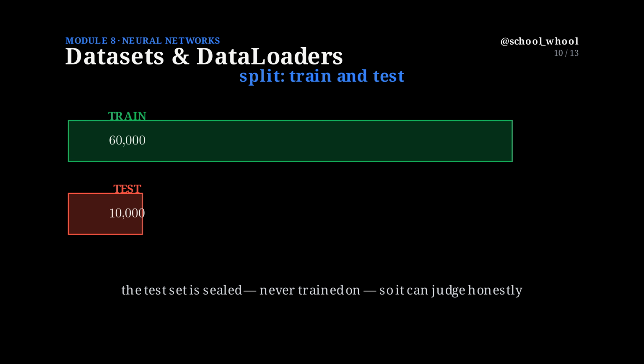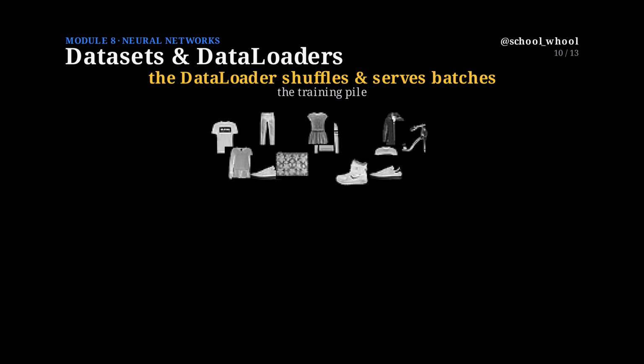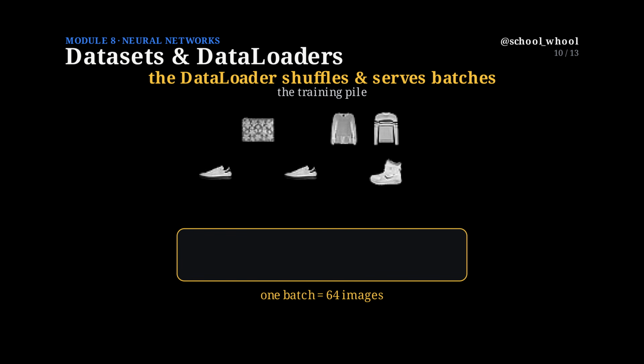60,000 images is far too many to push through at once, so the third tool, the DataLoader, hands them over in small groups called mini-batches. First it shuffles the whole pile, so the order is random. Then it scoops out a batch, say 64 images, and passes just those to the network. It repeats until every image has been used once. That's one epoch. Shuffling each time stops the network from memorizing the order.